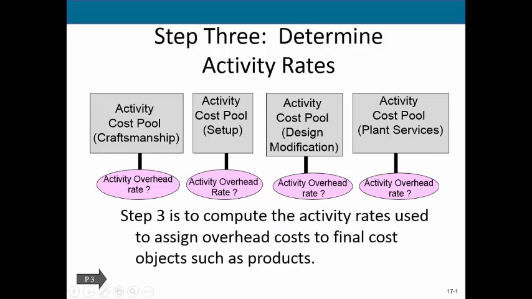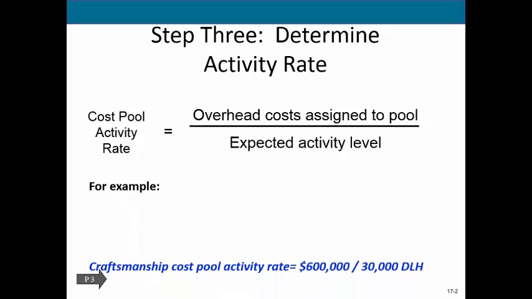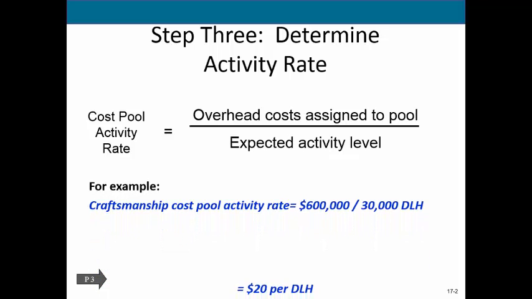So now we need to calculate the allocation rate for each of our 4 activity cost pools. The basic calculation is the same. We're just going to have to do it 4 times, 1 time for each cost pool. So here is how we come up with our cost pool activity rate, or our allocation rate. In the numerator, we have the total overhead costs that are assigned to whatever pool that we're currently working on, and divide that by our allocation base, which is the expected activity level for our driver that is for the pool that we're currently working on.